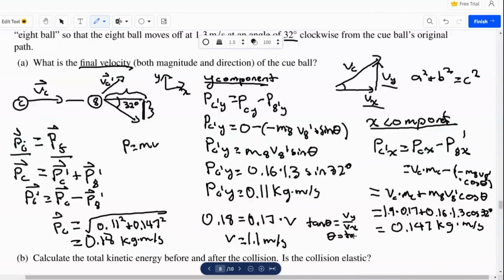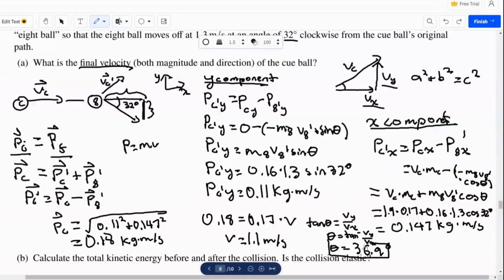Theta would be equal to inverse tan of Vy over Vx. If you plug this in with Vy equal to 0.1102 over 0.1466, you'll get about 36.9 degrees. And these two would be your final answer. Sorry, this is not very neat.